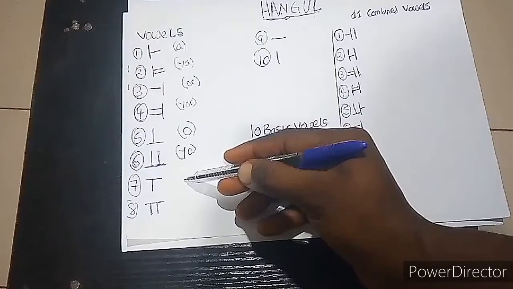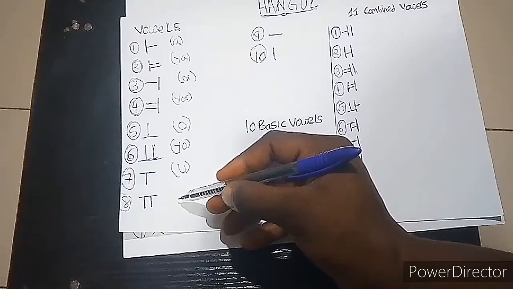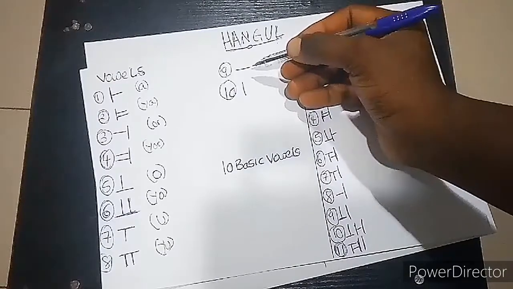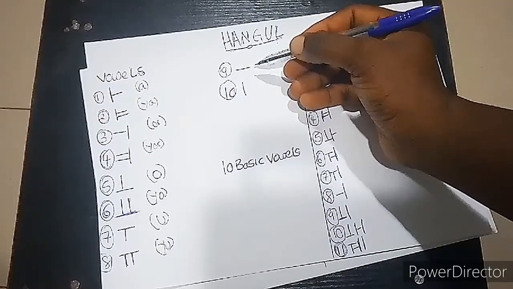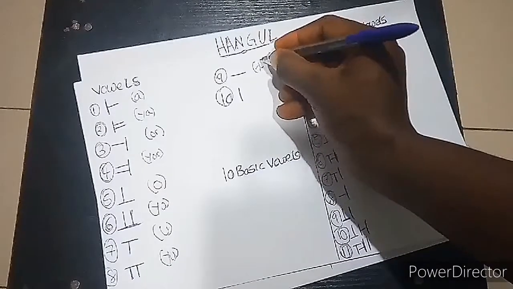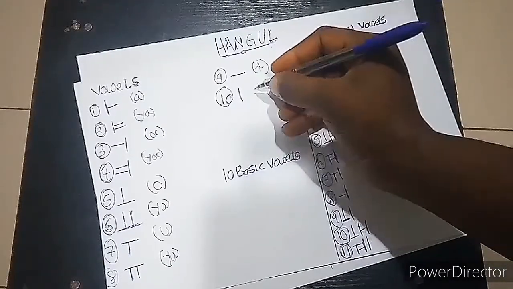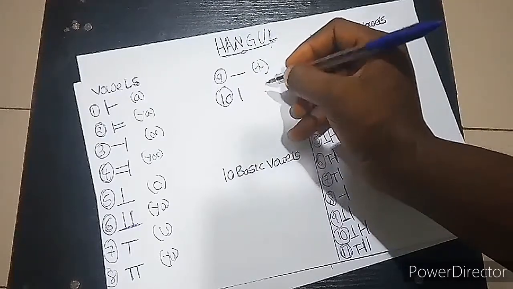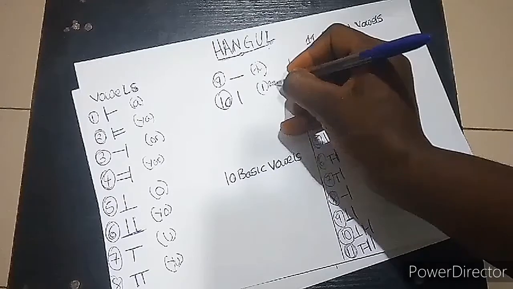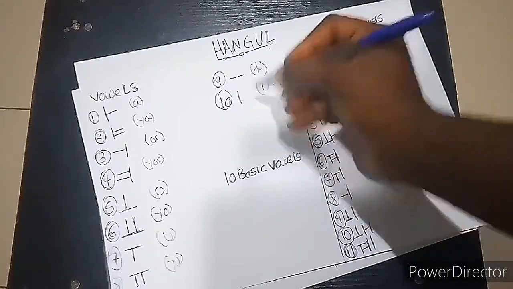This is U sound. This is another U sound, like the letter U in the English alphabet. Now this particular sound is really hard to pronounce because it doesn't have any phonetic value. So you pronounce it as U. And the final basic vowel is pronounced as E sound, like you're saying the letter E, but you're taking it up.